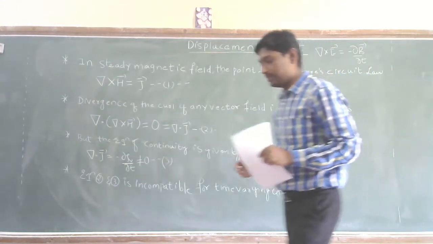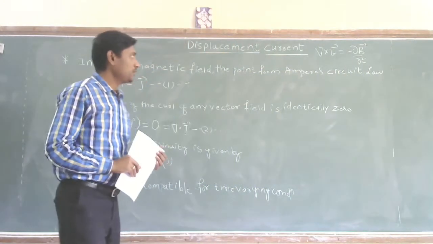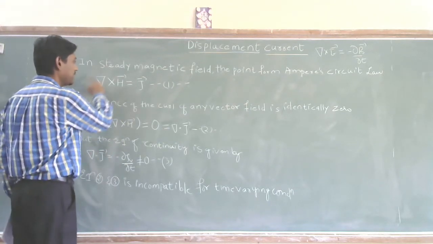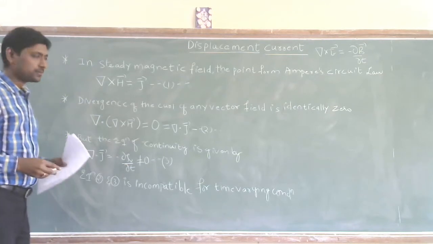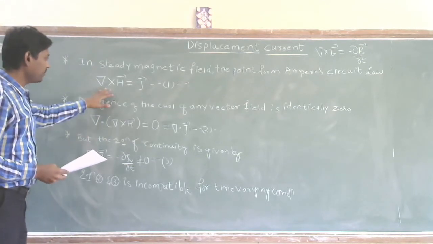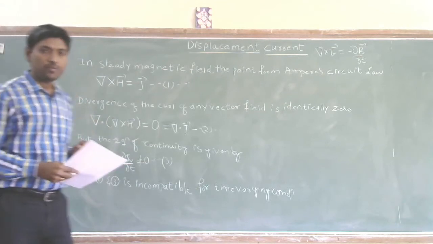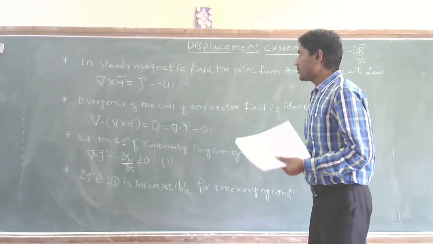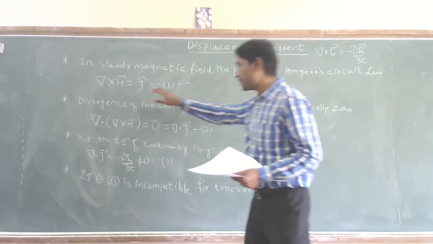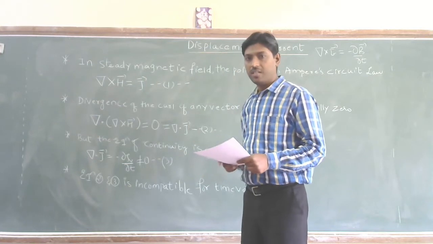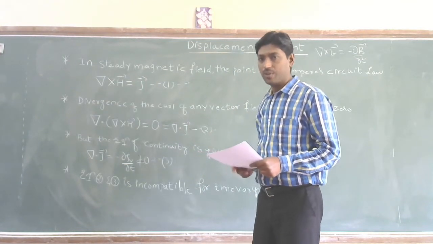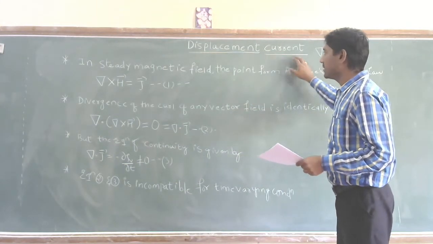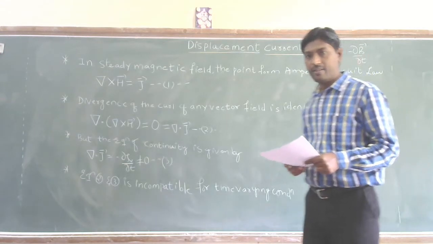Now we'll investigate one more Maxwell's equation, that is del cross H equal to J. We need to check whether this equation holds true even for a time varying case. We see that this particular equation does not hold true for the time varying case, and we require some modification. That modification is the displacement current, or displacement current density.